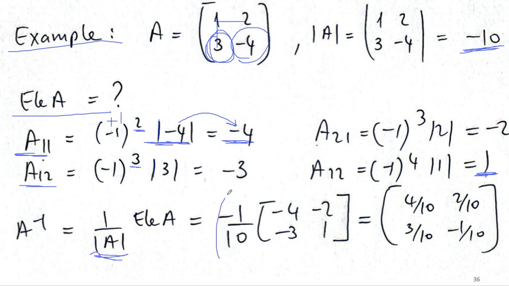So you write minus 1 over 10 and minus 4, minus 2, minus 3, and 1. Okay. So you can simplify this a little bit more and obtain the inverse of the matrix A.